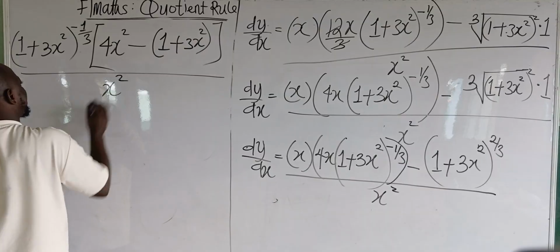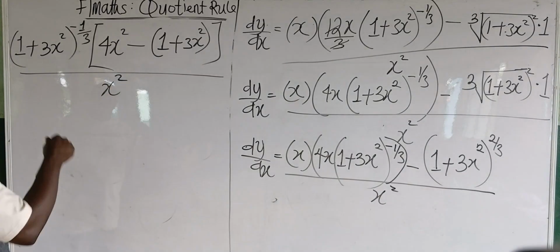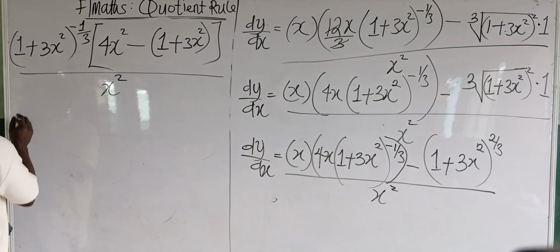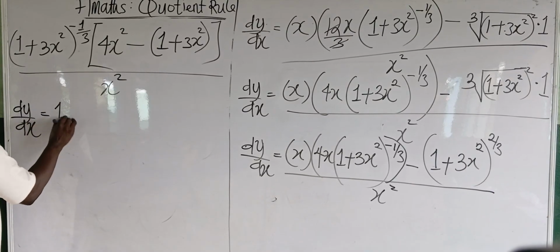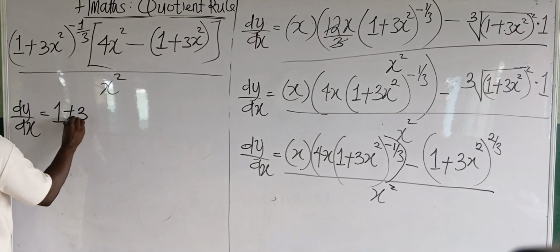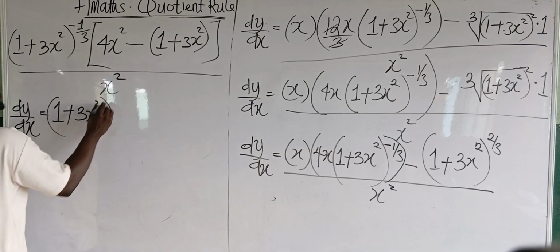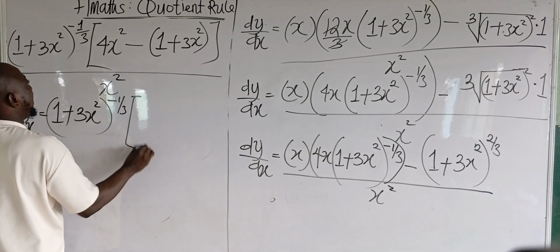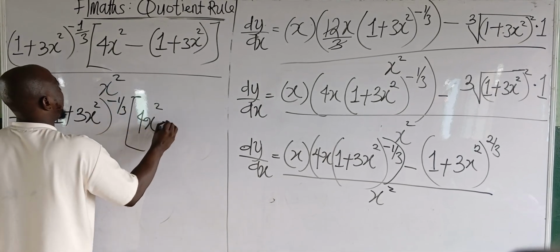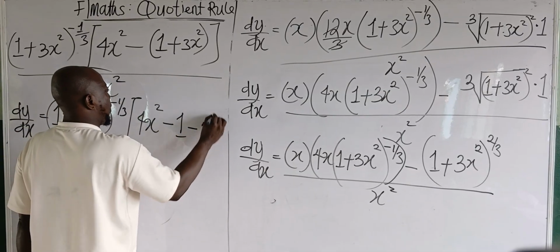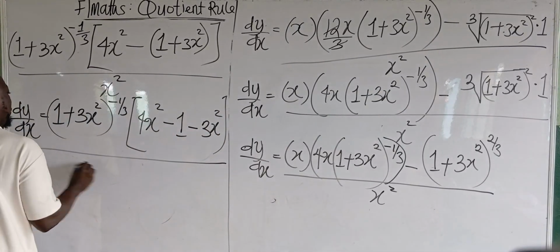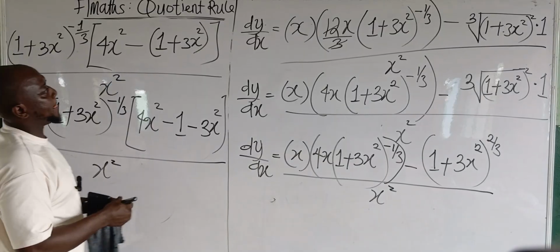Please don't forget that. So from this point now, what do I know? Let me open this bracket. So I already know that my dy over my dx here will give us 1. This one, bring this one down: 3x squared. Then minus 1 over this. This will give us 4x squared minus 1 here. Then minus 3x squared here. All of this one will give us x squared here.